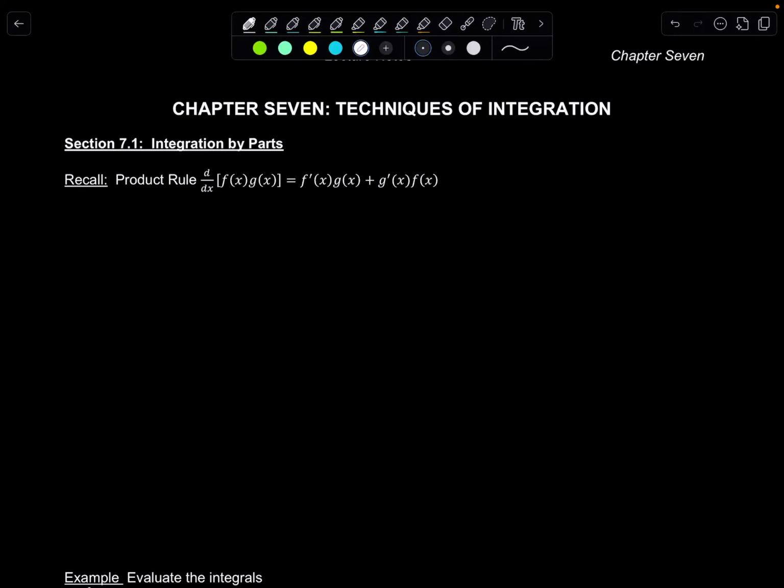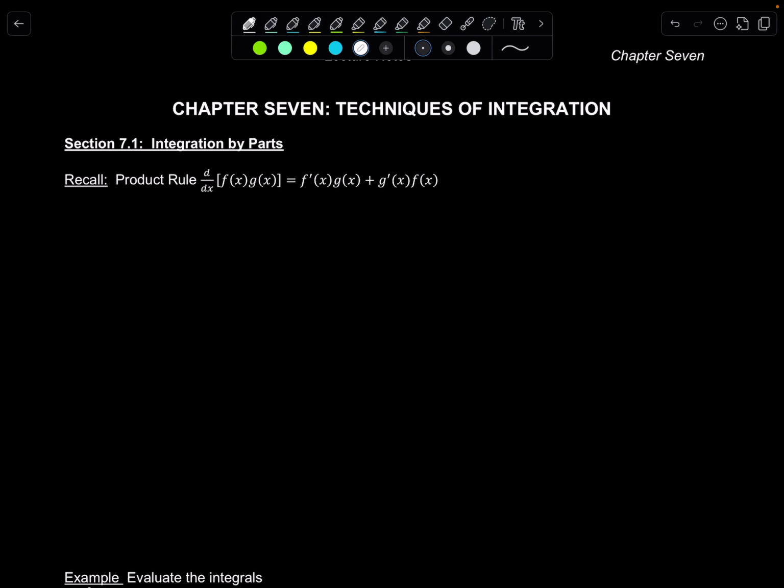In this video, we're going to learn about integration by parts. So first, before we talk about what the formula is or how to set up using integration by parts to evaluate an integral, we want to look at the derivation of this formula, and it comes from the product rule.